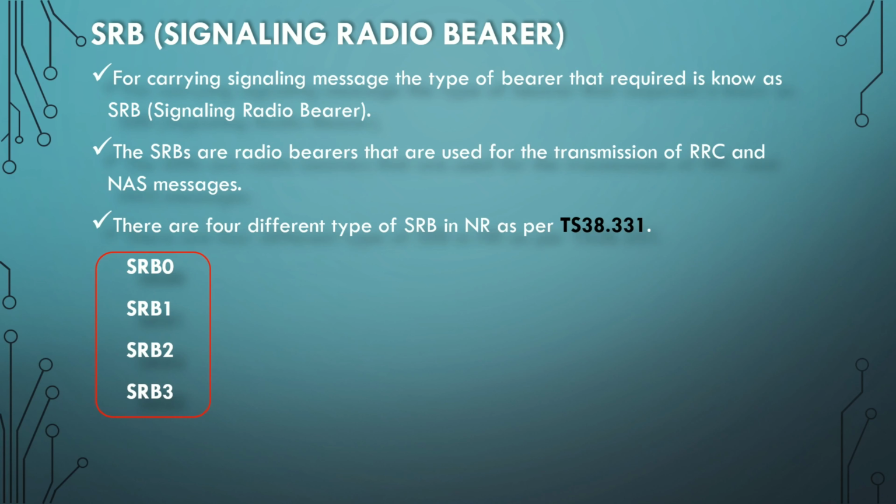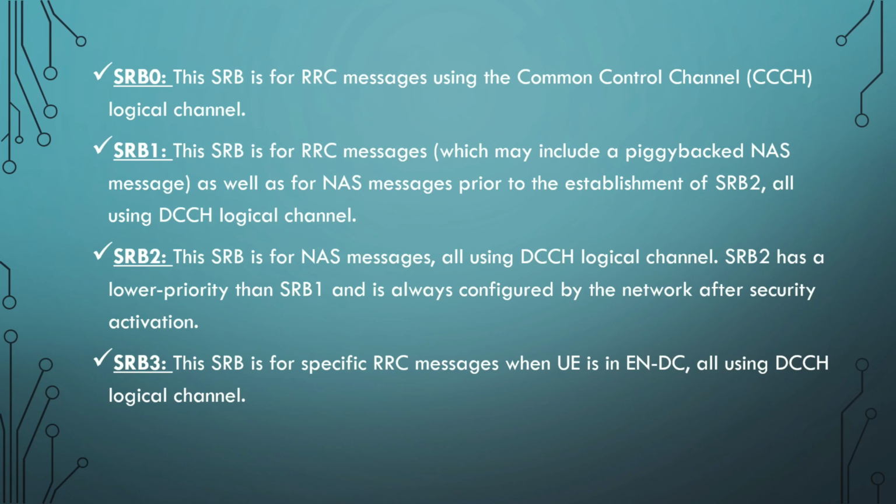As per TS 38.331, SRB in NR is basically divided into four types: SRB 0, SRB 1, SRB 2, and SRB 3. SRB 0, 1, 2 are basically the same as in LTE. SRB 3 is new, added for NR. So we can go one by one.